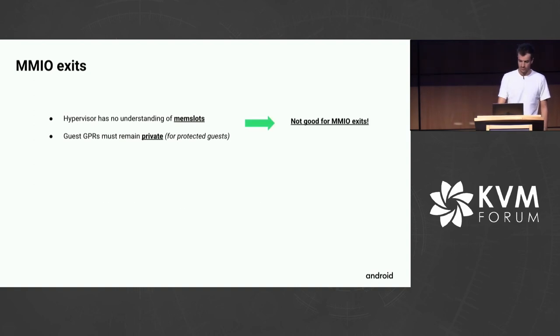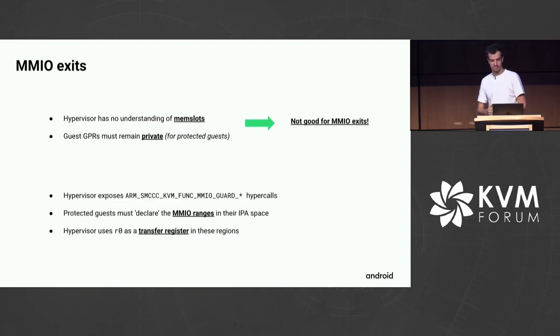So we had to expose from the hypervisor a set of hypercalls to guests to allow them to declare their MMIO ranges, basically. So the guest can issue the hypercall to say, I'm willing for the host to handle MMIO for me in this region of my IPA space or GPA space. And then the hypervisor, when it exits in those regions, will use X0 as a transfer register.